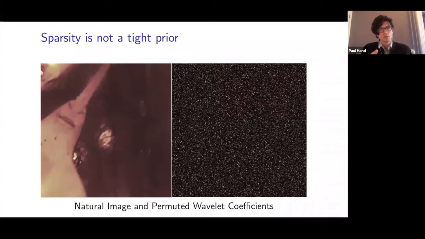It's over-inclusive of unnatural things. Now, to be fair, of course, we all know that the best model for natural images isn't literally sparsity in the wavelet basis. There's model-based compressed sensing. You can say the fact that this wavelet coefficient is there now means it's more likely that these other wavelet coefficients are there. But nonetheless, the point is made that it is itself an over-inclusive, not tight prior. If we can tighten it, then we may be able to do better.